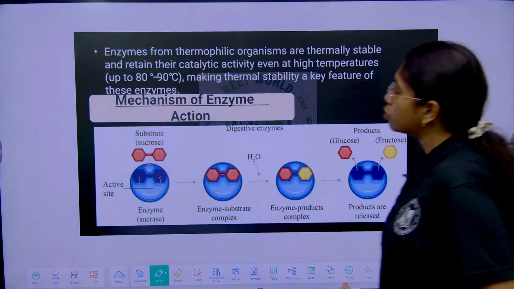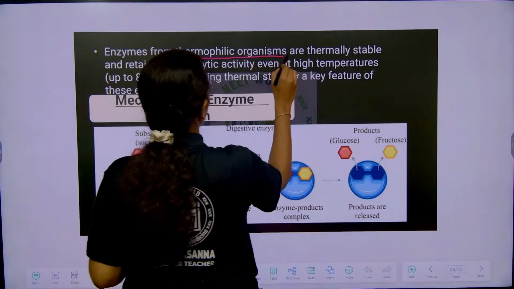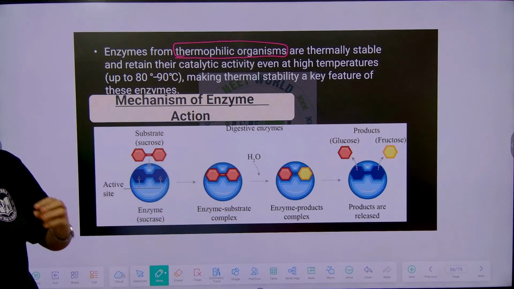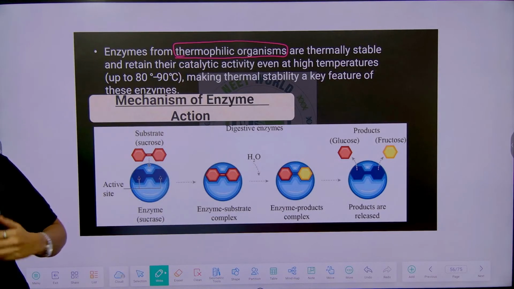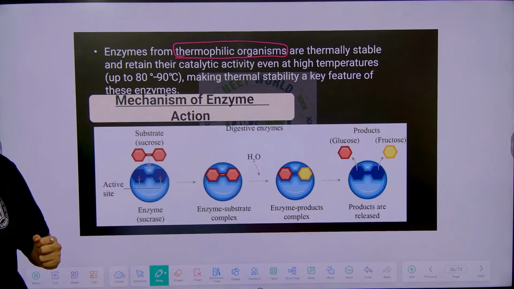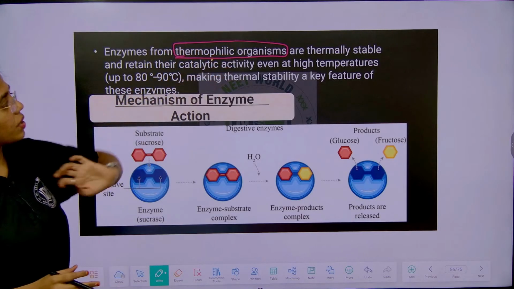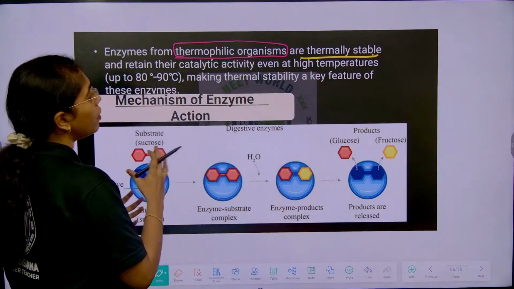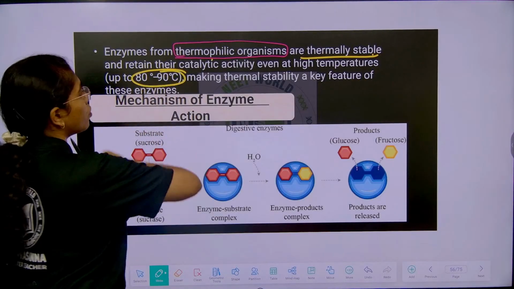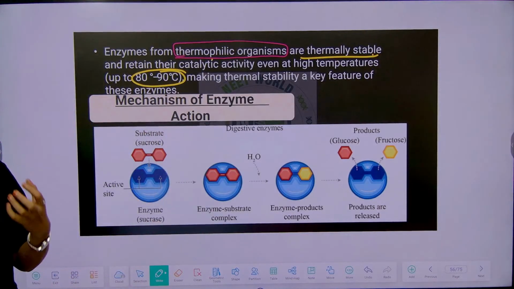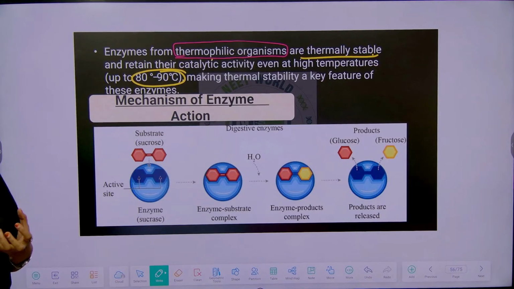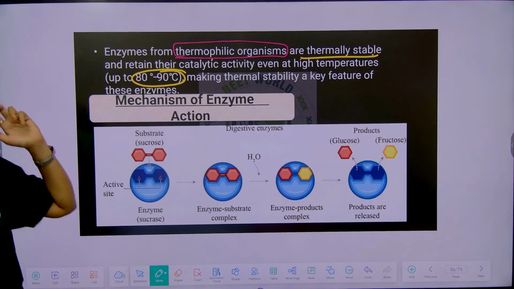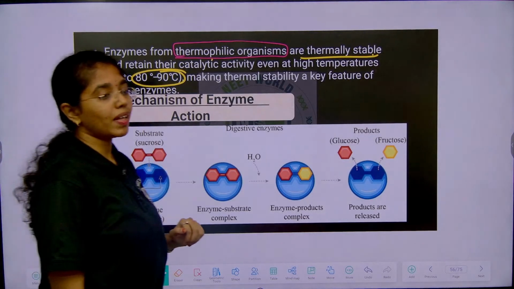Now, enzymes from thermophilic organisms. We have learned that biocatalysts, or organic catalysts, have a temperature optimum, and above around 40 degrees Celsius they are unable to retain their functional capability. But enzymes extracted from thermophilic organisms are thermally stable. They can be active even at higher temperatures, around 80 to 90 degrees Celsius. They can ensure their stability, right? Which is a key feature of what enzymes? Thermophilic enzymes, right?